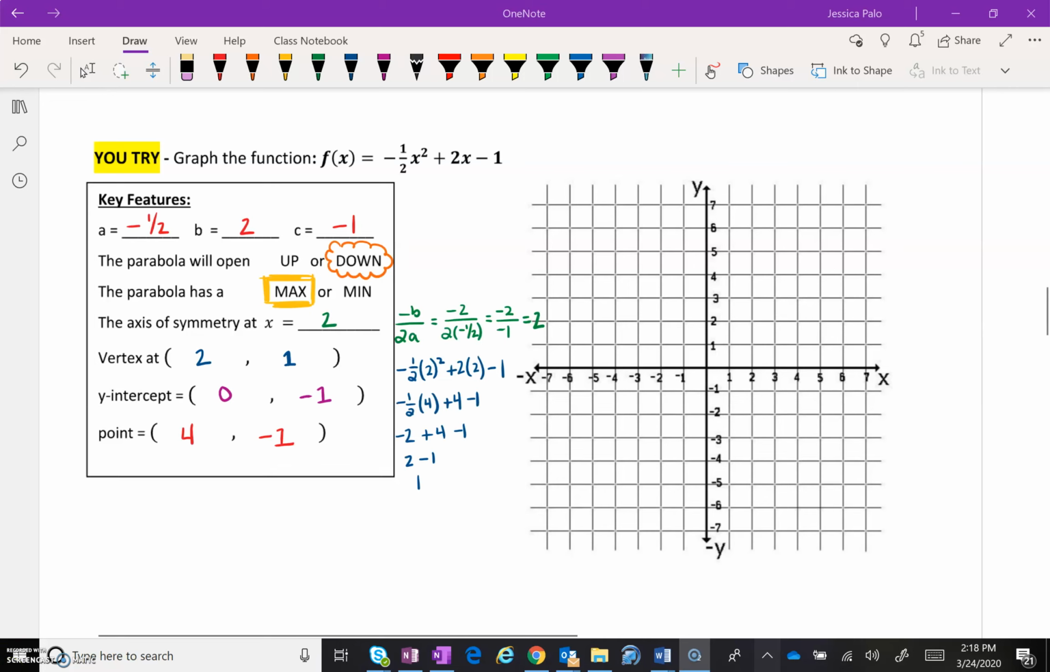Did you get this for your information, the key features of your parabola? If so, great job. Pause again, graph, and check. And there you have it. Your parabola would look like this.